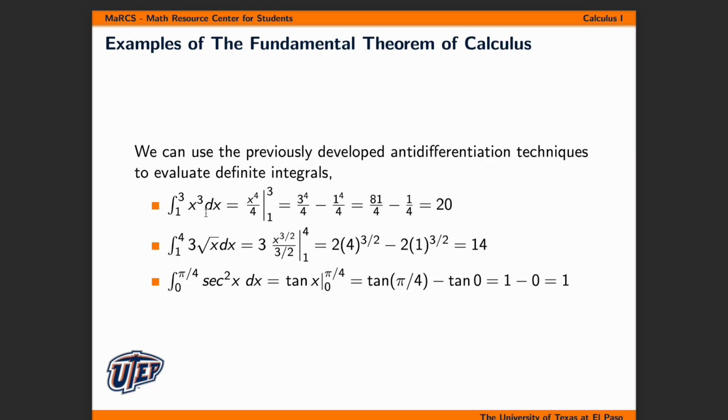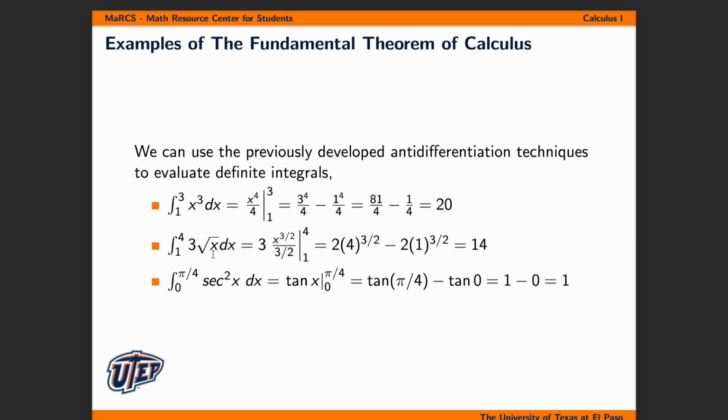So the integral of that will be x to the 3 plus 1 divided by 3 plus 1. So that is x to the power of 4 divided by 4. So we have our antiderivative, and now we need to evaluate at the limits. So we are evaluating our antiderivative at 3 and at 1. So we plug in a 3 anytime we have an x in our antiderivative, and a 1 anytime we have an x. So that'll be 3 to the power of 4 divided by 4 minus 1 to the power of 4 divided by 4. And that'll simplify to 20.